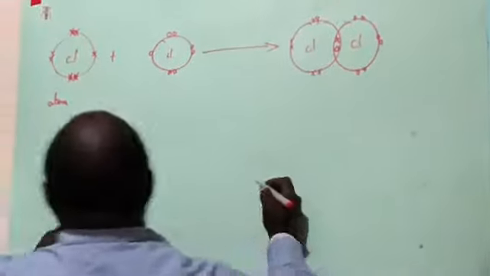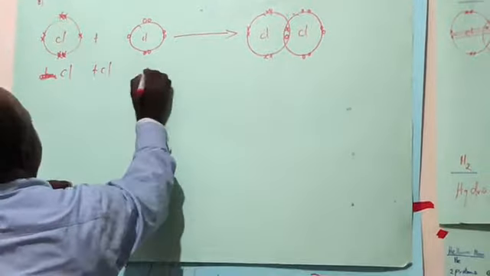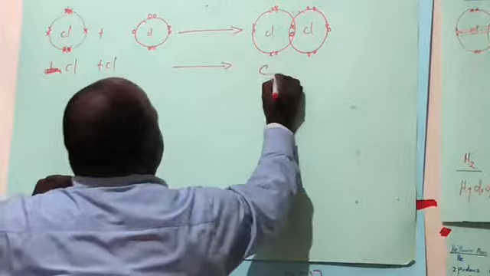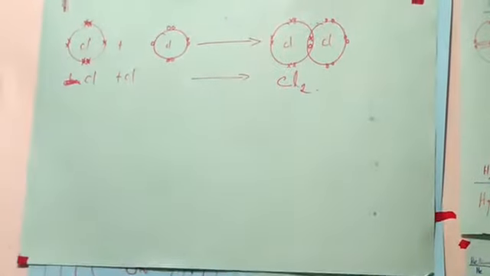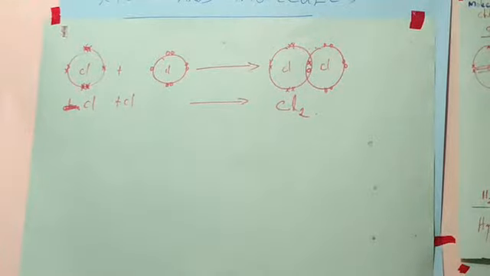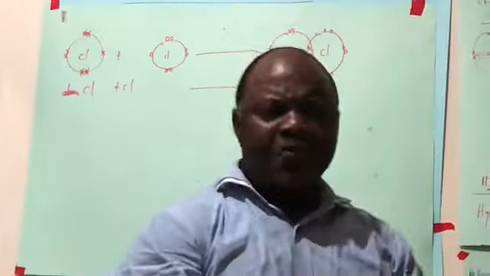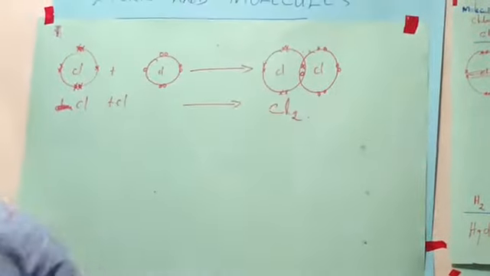This therefore is chlorine plus chlorine. That gives a chlorine molecule. That is how molecules are being formed from atoms of the same element. Now, what are the conditions for the formation of such a bond? This is a covalent bonding.